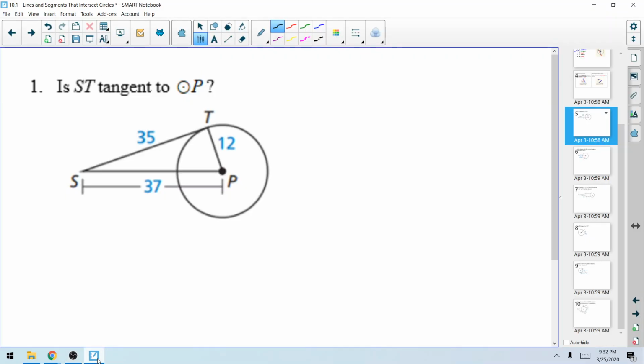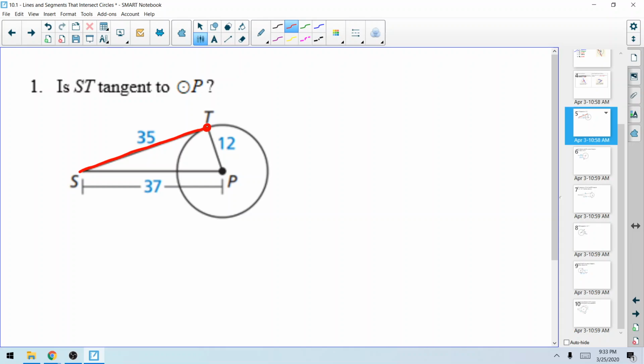Okay guys, now that we've gone over some definitions and theorems for section 10.1, we're going to go over some examples of how we use our tangents. So the first question is: is ST tangent to circle P? So I'm going to take a look at this. There's ST. Well, first of all, if it's tangent, that means it's only going to hit at one point.